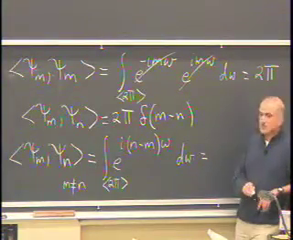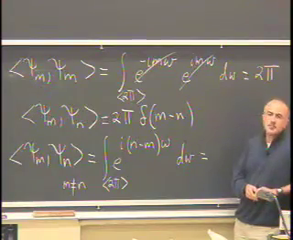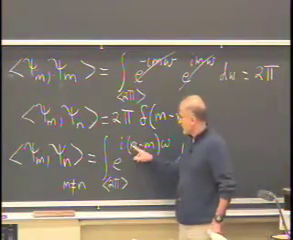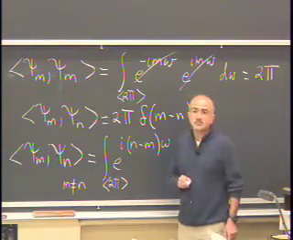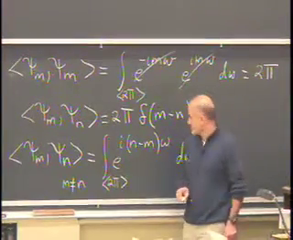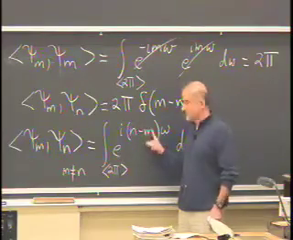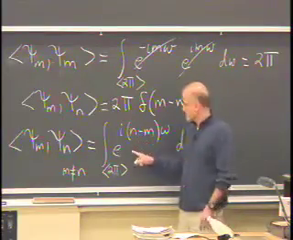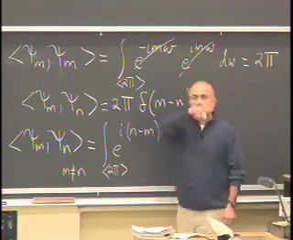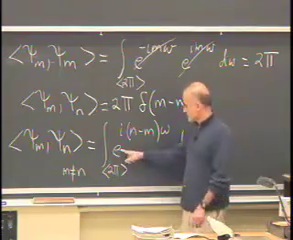Why is this integral 0? Look at its real part. Cosine of n minus m omega. N is not equal to m. Let's say n minus m is 1. The difference between these two indices, let's say it's 1. So you have cosine of omega. What happens when you integrate cosine omega over 2 pi? What happens with the imaginary part?